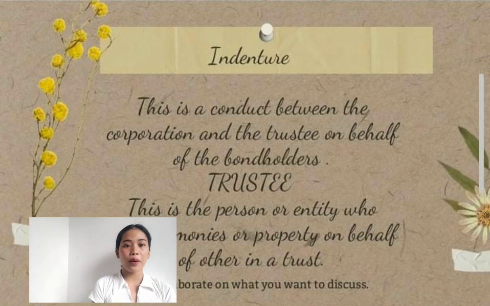Indenture is a contract between the corporation and the trustee on behalf of the bondholders. The indenture contains the terms of the bond issue, conferring the obligation of the corporation, the manner of its fulfillment, the rights and responsibilities of the bondholders, and the duties of the trustee. Trustee is the person or entity who handles monies or property on behalf of others in a trust, appointed by the issuing corporation with the provision in the indenture.